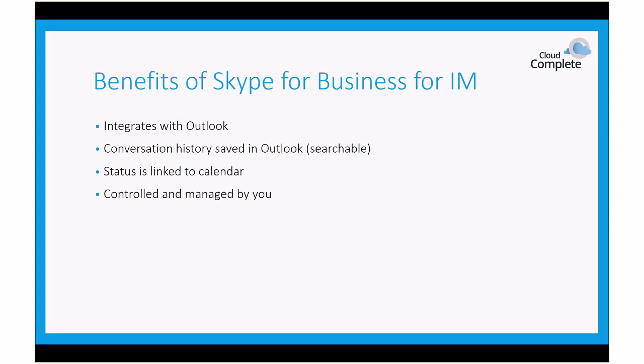And here's the big thing. As a business, you want to be able to control and manage these things. So if you're giving this to your staff, you want to be able to determine whether or not they can chat to people outside of your business. Some people don't want that. And you might want to determine whether or not they can add people from external networks like Skype, which you can't do when you're using other products.